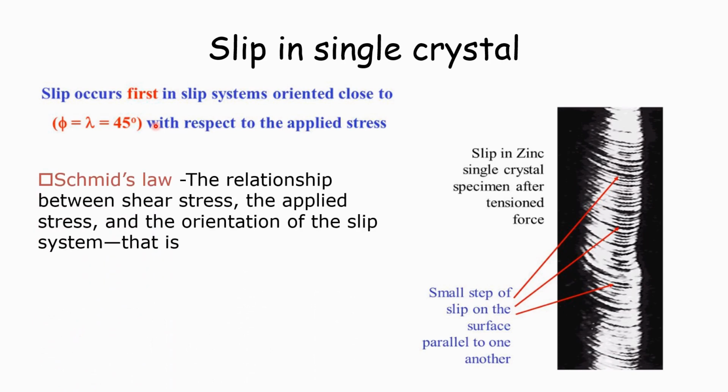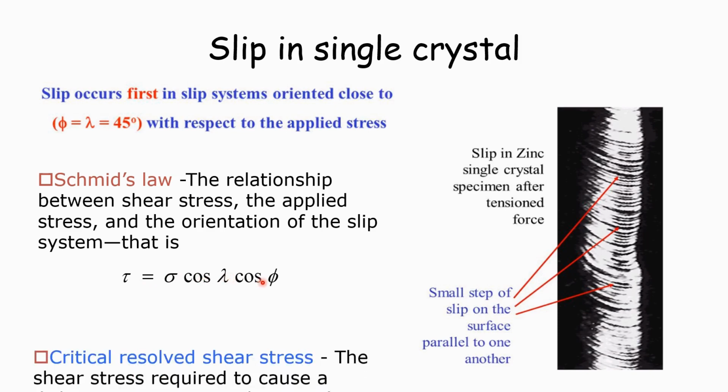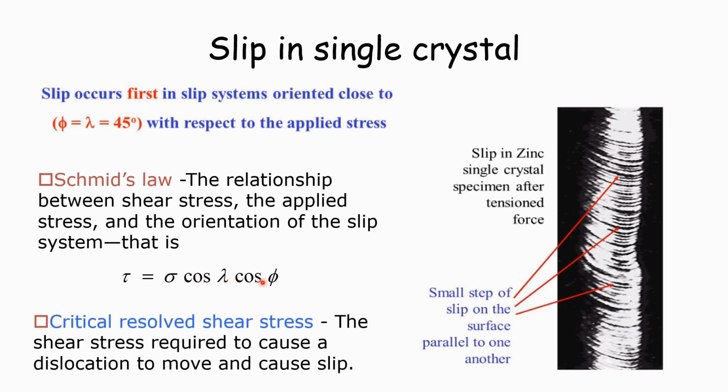That is the relationship between shear stress, the applied stress, and the orientation of the slip system. So this is the equation of Schmid's law. We have tau equals sigma cos lambda cos theta. And also we have the critical resolved shear stress that we can define as the shear stress required to cause a dislocation to move and cause a slip.